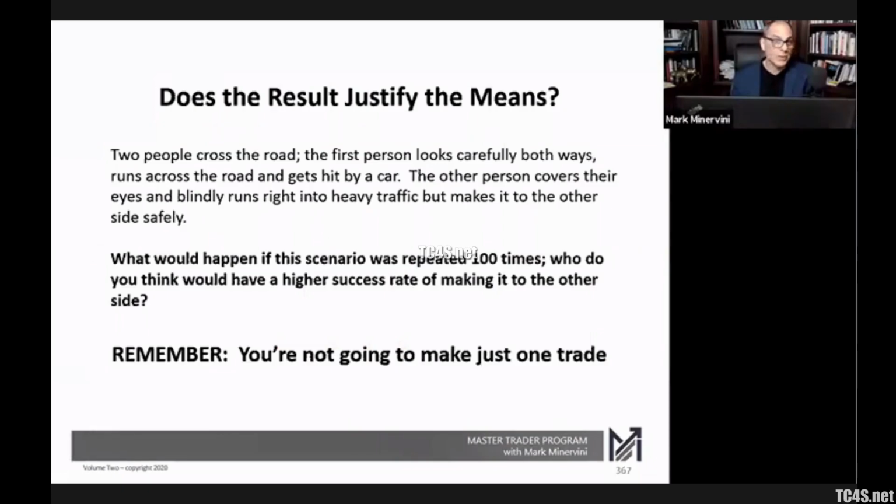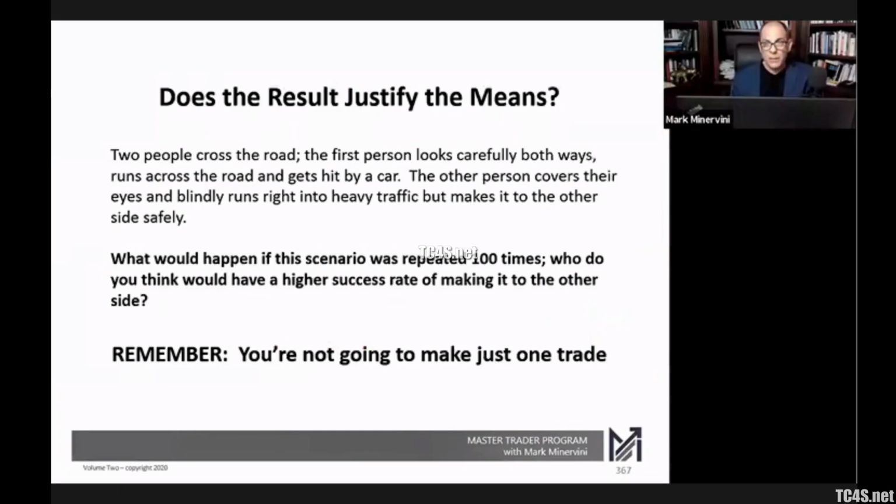All right. The other person covers their eyes, covers their ears, and then blindly just runs into traffic and makes it to the other side safely. Now, what would happen if that scenario was repeated 100 times or 1,000 times? Which person would you bet on is going to make it to the other side safely on average over time? It's an easy answer, right?